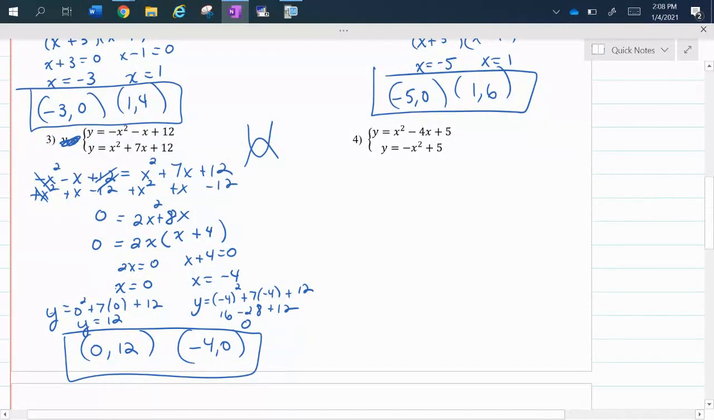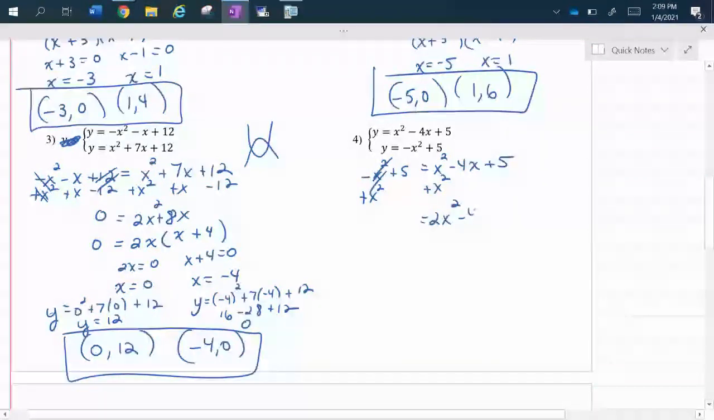So the next one is kind of the same, so we're going to do it again. We're going to do our substitution: x squared plus 5 equals x squared minus 4x plus 5. Once again, we have a quadratic, so we need to set it equal to 0. So I'm going to add x squared to both sides to get 2x squared. And I keep the minus 4x, and I need to subtract 5 from both sides. When I do that, I get 0, don't I? So once again, I get a quadratic equation.